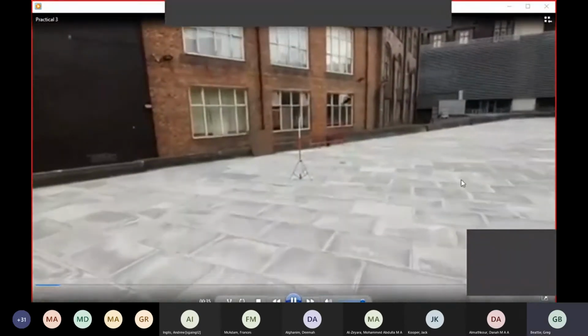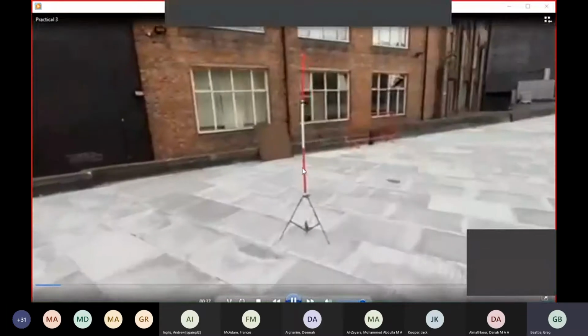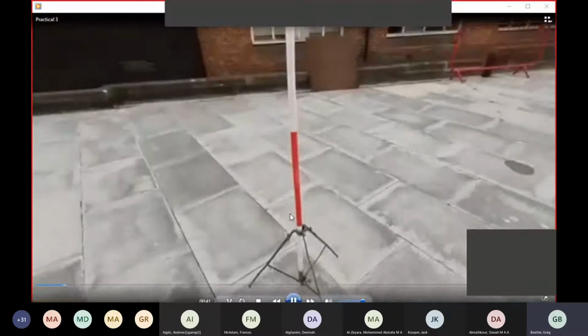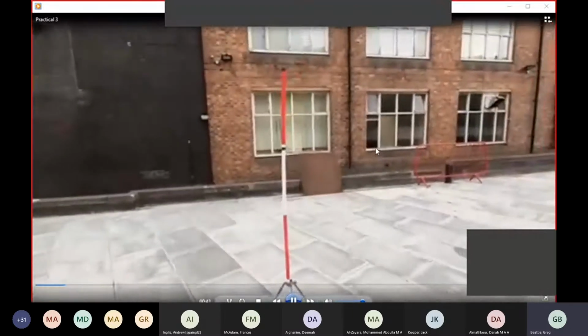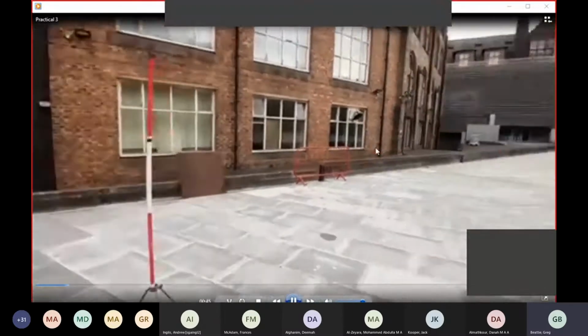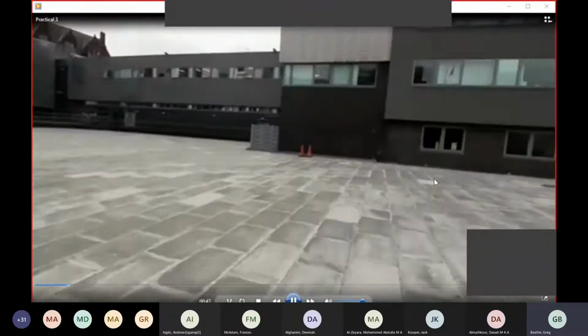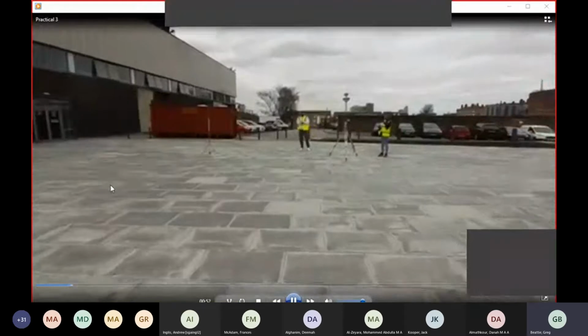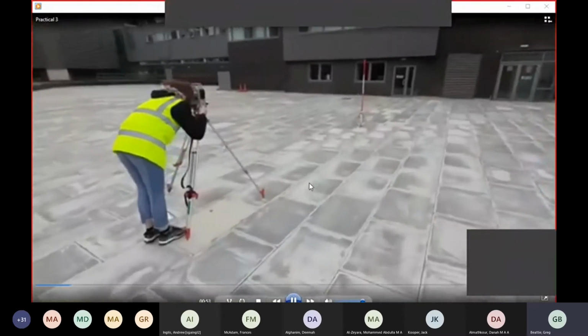Okay, so we're just doing a traverse in this paved area. So this is the second ranging pole. Don't worry about the labeling of the stations. You can call them whatever you want when you put them in your booking in sheet. So that's 1 station, 2 stations, 3 stations. We've got another 2 stations which you can't see yet, but we'll move around on.